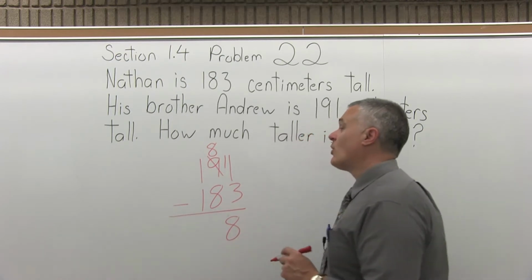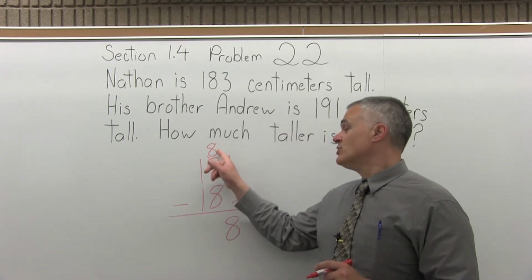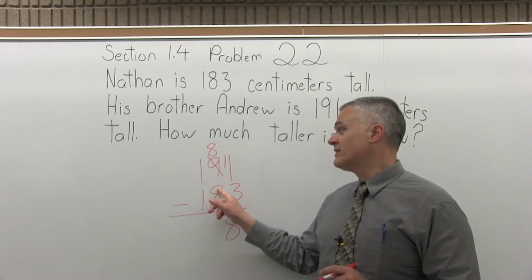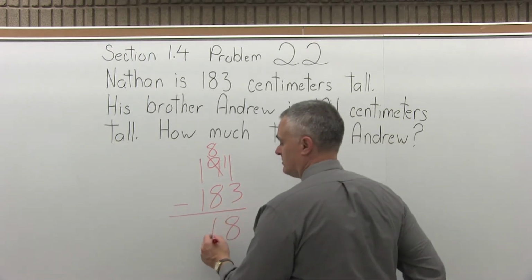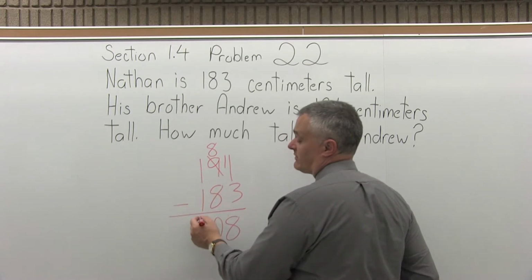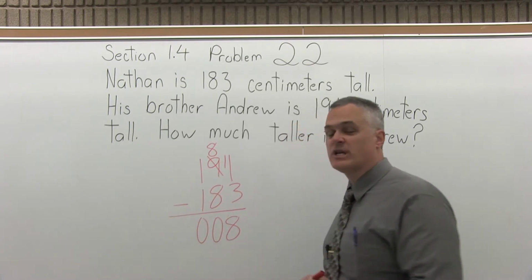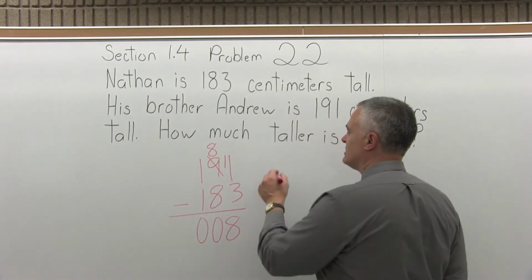Now, as I move over one column of digits to the left, 8 minus 8. 8 minus 8 is 0. And actually, the next column over to the left is also a 0, so you don't really need to write 0, 0, 8. We just say the answer is 8.